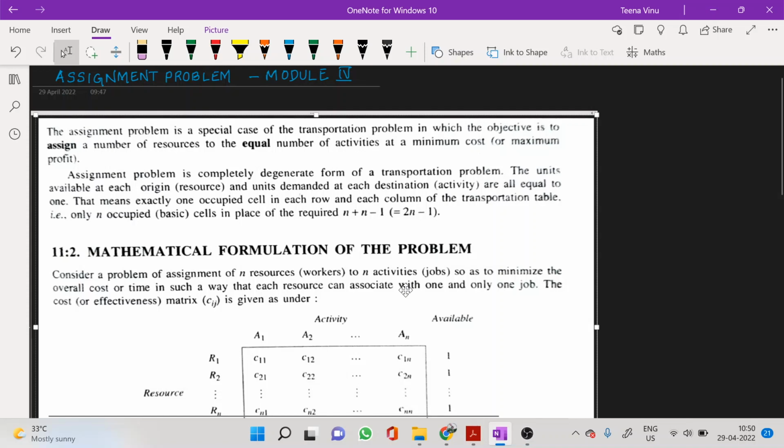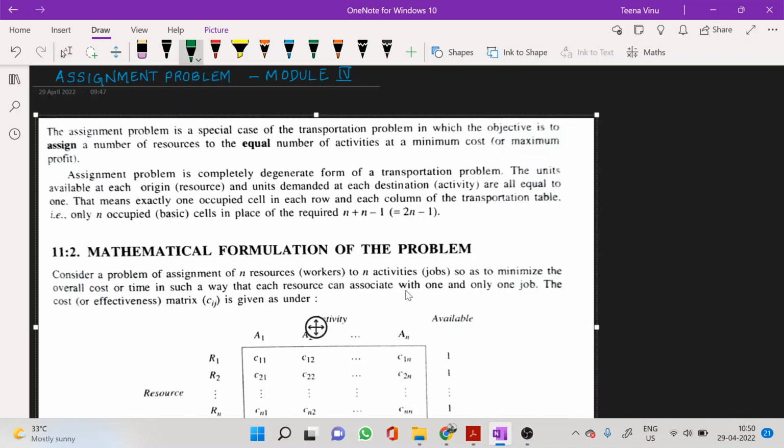As module 4. Now this assignment problem is a special case of transportation problem. In assignment problem, the objective is to minimize the total cost or time involved, and here we have to assign a number of resources to an equal number of activities. So the origin points and destination points are equal in case of assignment problem, whereas in transportation problem, these 2 numbers need not be the same. So that's the difference between assignment problem and transportation problem.